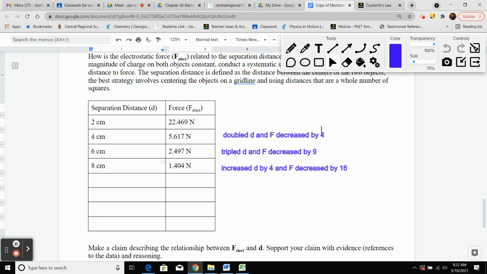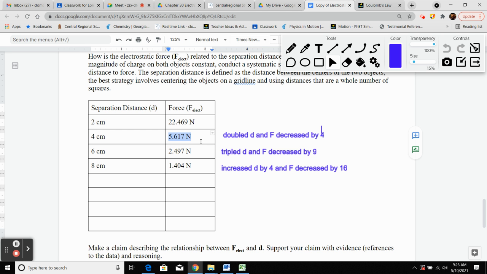Okay. Now, what I wanted to show is, noticing this: by doubling the distance, the force decreased by a factor of 4. When I tripled the original distance, the force decreased by a factor of 9. Mr. Lombardo, wait, how are we getting these numbers? So what I did was I took 22.496 and I divided that by 22.496. You guys don't need to worry about that. You guys aren't doing that. I'm just doing that there to show.